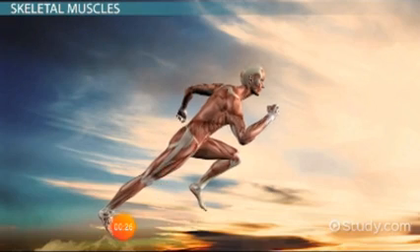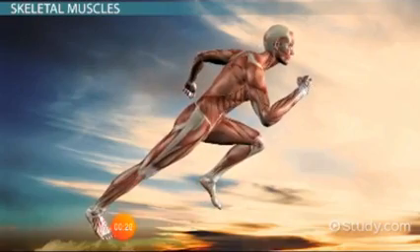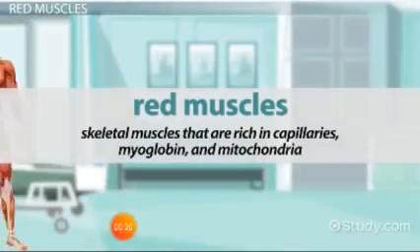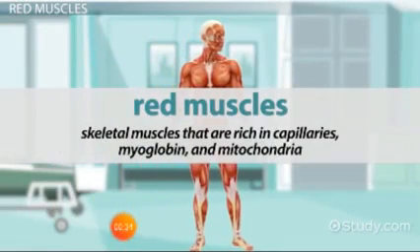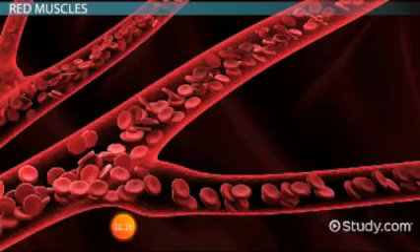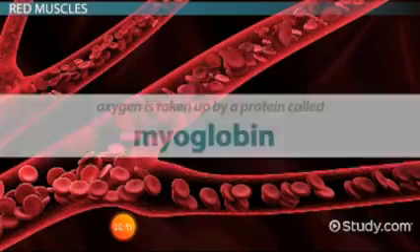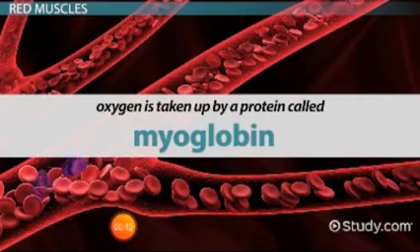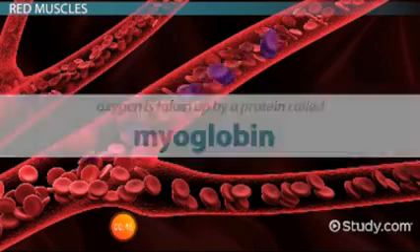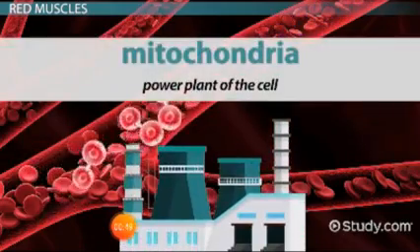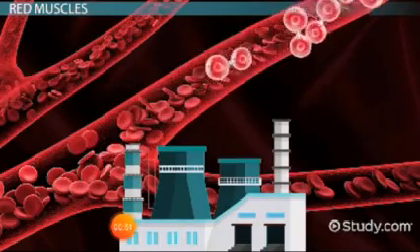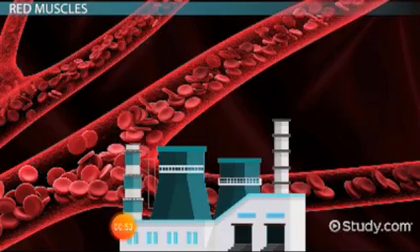Find out what these are, their differences, and the answer to our initial question. Red muscles are skeletal muscles that are rich in capillaries, myoglobin, and mitochondria. Capillaries are very small blood vessels that deliver oxygenated blood to the muscles. This oxygen is taken up by a protein called myoglobin. The myoglobin then helps provide the oxygen to the mitochondria, the sort of power plant of the cell. They use oxygen, among other things, to produce a lot of energy.